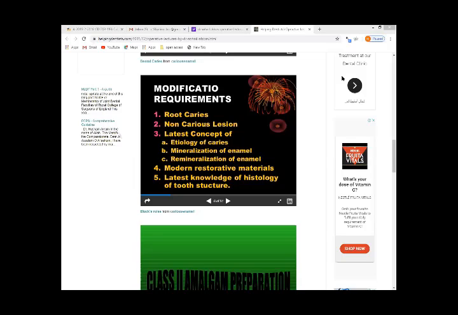This is a conceptual lecture, only to clear your concepts about the class 1 or class 2 cavity. So this is about the class 2 amalgam restoration. If you have any query about it, then tell me.